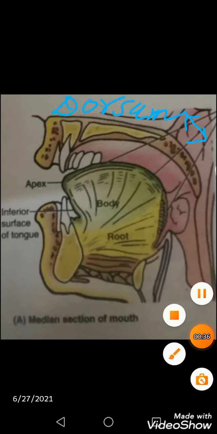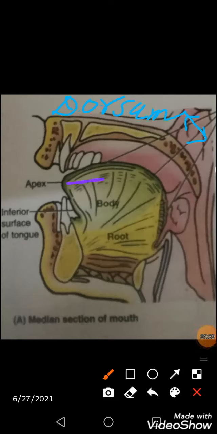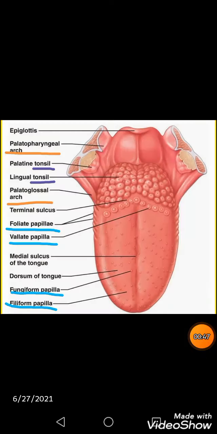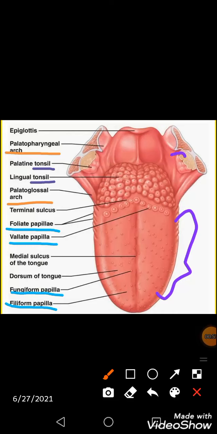There lies the apex, which we call the tip. Then we see the body of the tongue, and then we find the root of the tongue that is attached, right? The tongue has an anterior 2/3 portion and a posterior 1/3 portion, and they are divided by the sulcus terminalis, and at the V of the sulcus terminalis there lies the foramen cecum, which represents the remnant of the proximal part of the embryonic thyroglossal duct from which we get the thyroid gland, right?